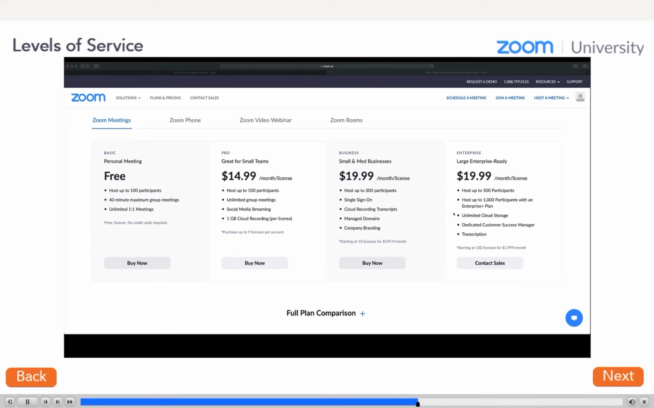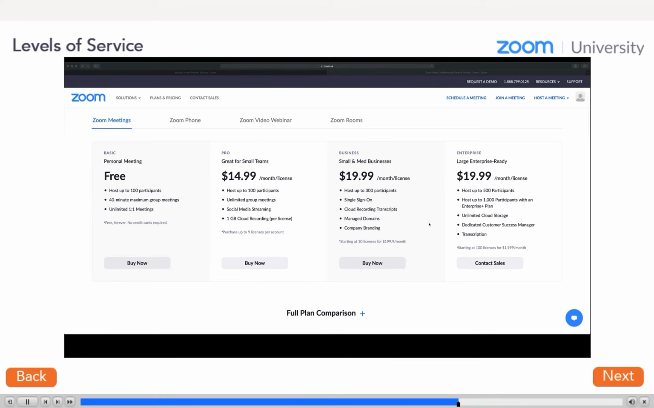Now, one of the common questions is, what about the education accounts? And the education accounts are equivalent to the business accounts. So throughout the courses, you'll hear for business accounts and higher, and the education accounts are included in that. So business, education, and enterprise.